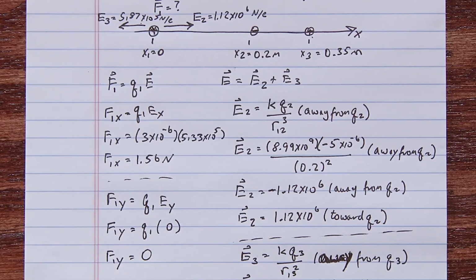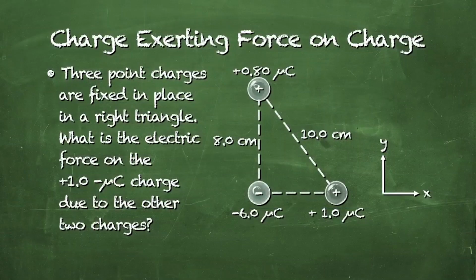Let's work another question. Here's a question where we're going to have to consider both the x and the y components of the electric field. 3 point charges are fixed in place in a right triangle. What is the electric force on the 1 microcoulomb charge due to the other 2 charges? And you have a diagram showing you where all of the charges are. So draw your own diagram and start thinking about how you are going to answer this question.